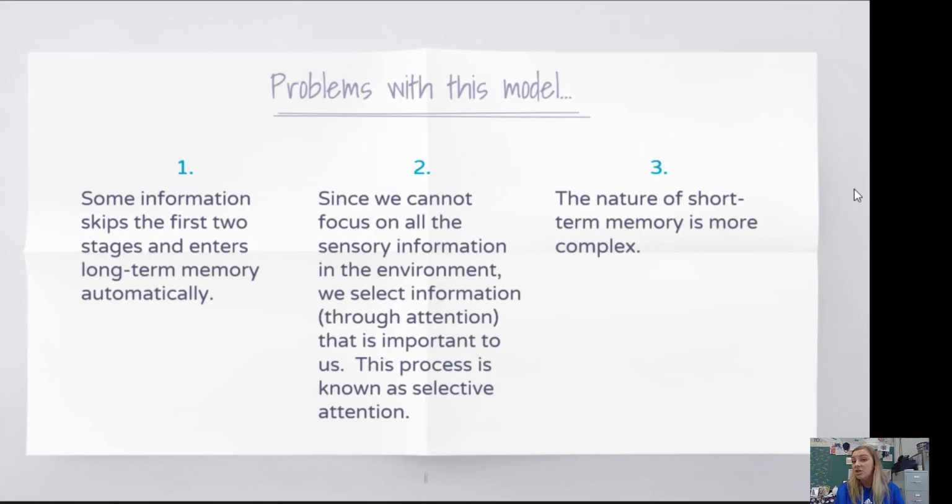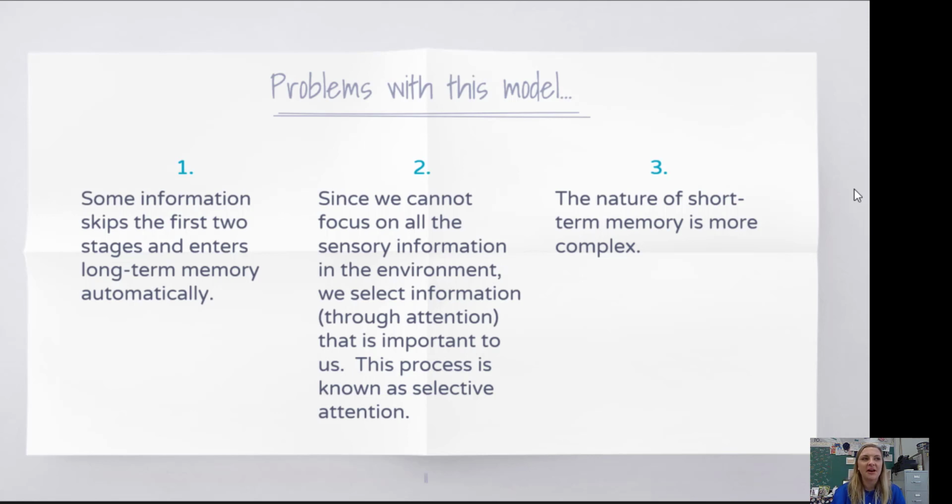There are some limitations to the original multi-store model of memory, and that is that sometimes information that we take in skips through sensory memory and short-term memory and goes immediately into long-term memory, meaning that some information that we don't necessarily pay attention to gets encoded, and we don't even realize that it gets encoded. And so we don't really have an explanation for that, of why that would potentially happen, because Atkinson and Shiffrin say that memory happens in this linear process from sensory, short-term to long-term.